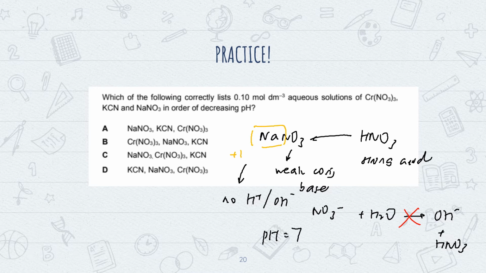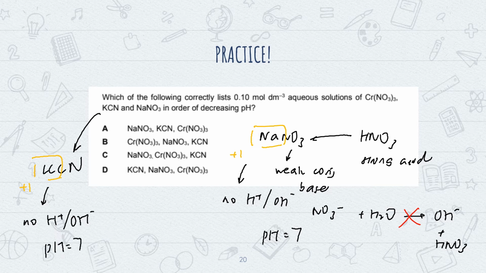Okay, now let's take a look at the next salt, which is KCN. Let's look at the cation first. The cation is K plus. K plus similarly has a low charge, therefore its charge density will also be relatively low, and it will be the same thing as Na plus. When dissolved in water, it won't be able to hydrolyze water, and there will be no excess H plus or OH minus ions formed. So for now, the pH is still 7 for the cation side.